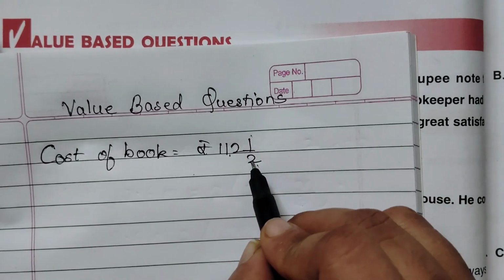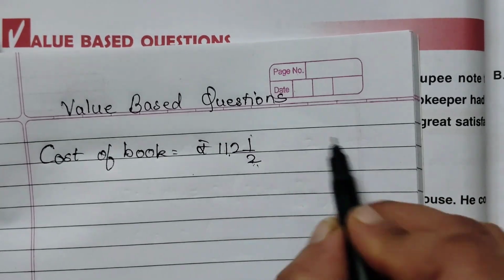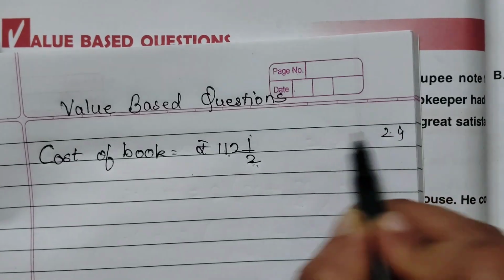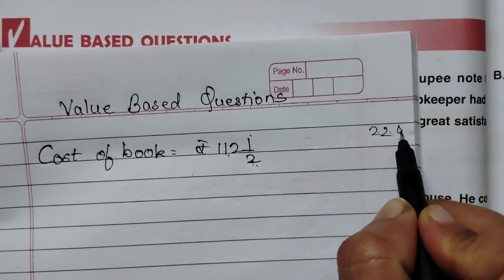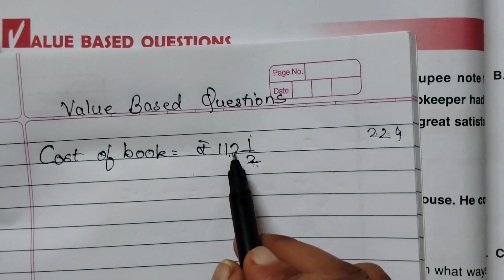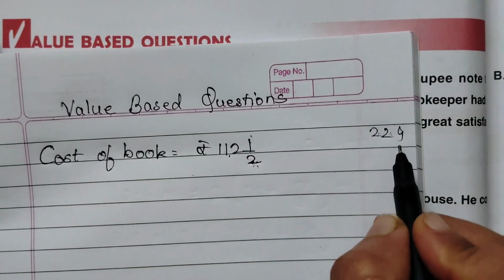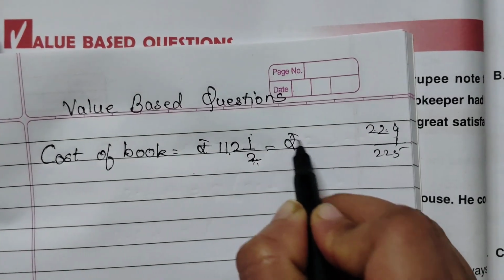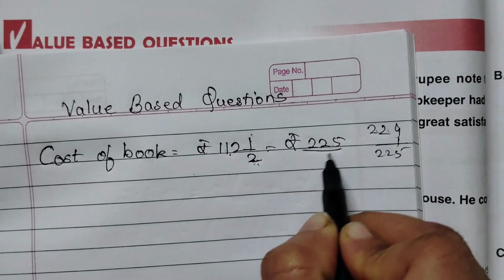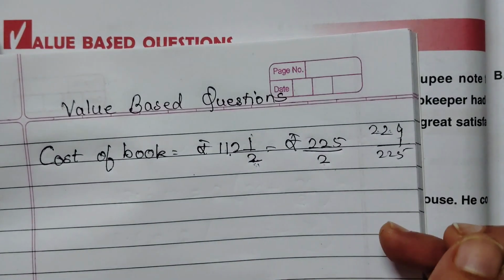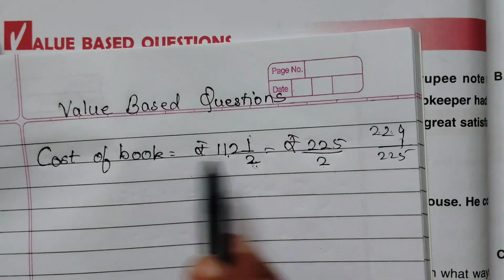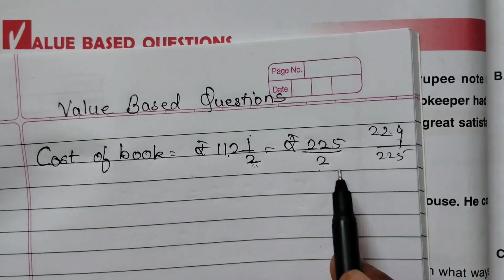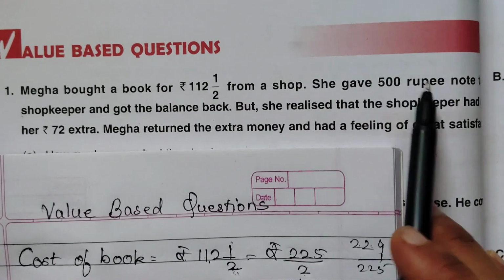So 112 into 2 is what? 2 2s are 4, 2 1s are 2, and 2 1s are 2, so 224. When we multiply this and then add the numerator, we get 225. So what is it? Rupees 225 upon 2. The denominator we will write the same. Okay. Now, what is the cost of the book? Rupees 225 upon 2.